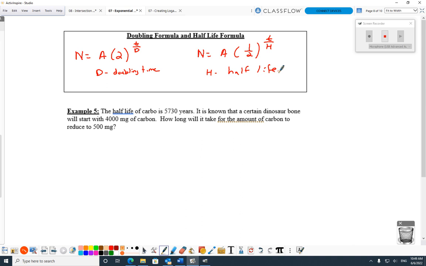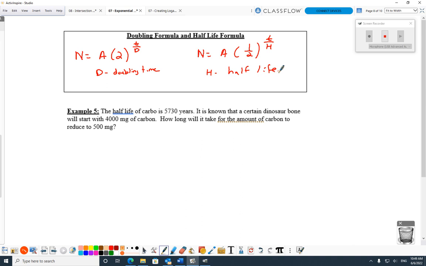So, for instance, go back to my carbon example here. If a bone has 100 grams of carbon in there, after 5,730 years, it goes down to 50. 5,730 years later, it's down to 25. Another 5,730 years, down to 12.5. It's always going in halves.